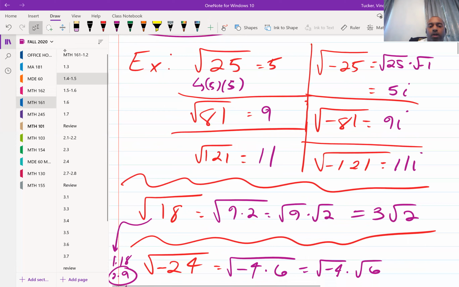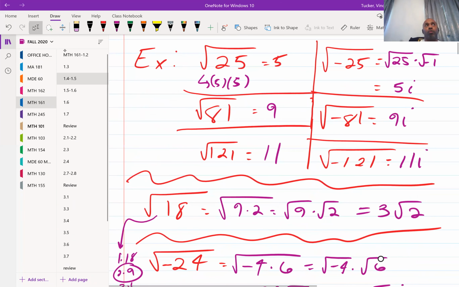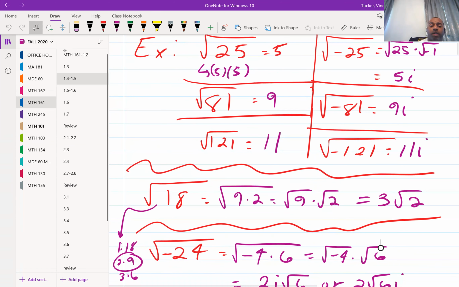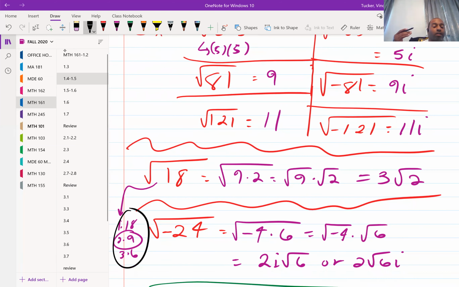All right, here I also wanted to emphasize whenever you're taking the square root of a number that's not a perfect square, you are still expected to reduce it. Remember the first three we just did, they were perfect squares, so it's no big deal. But if you look at the square root of 18, that's not a perfect square, but you still can reduce it. The factors of 18 are 1 times 18, 2 times 9, 3 times 6.